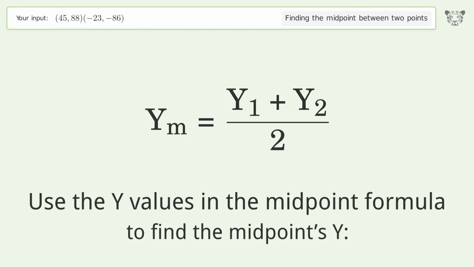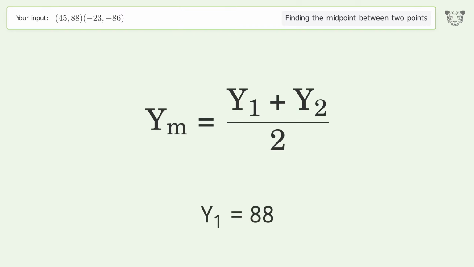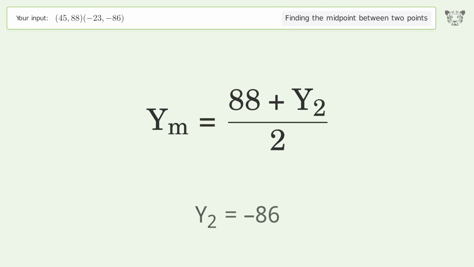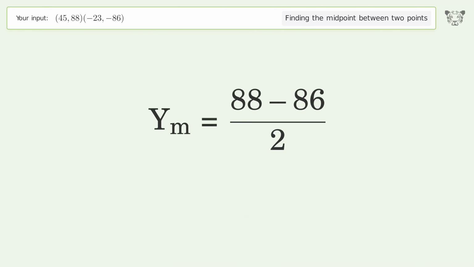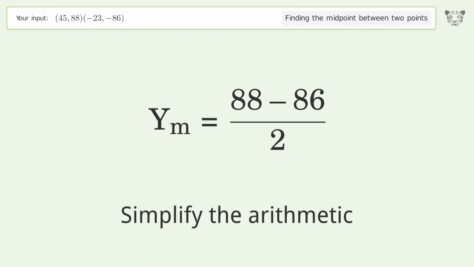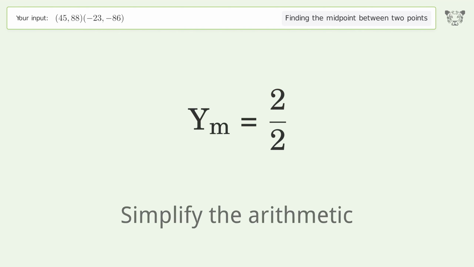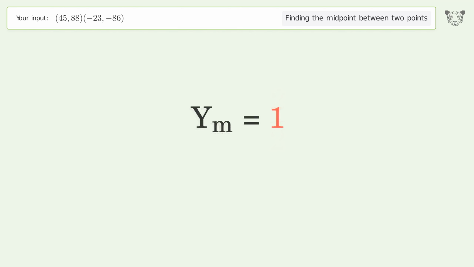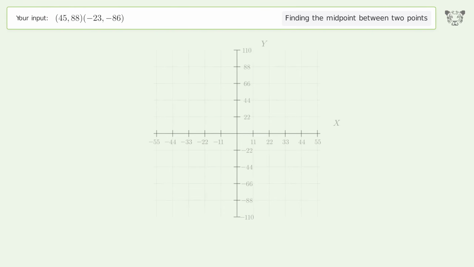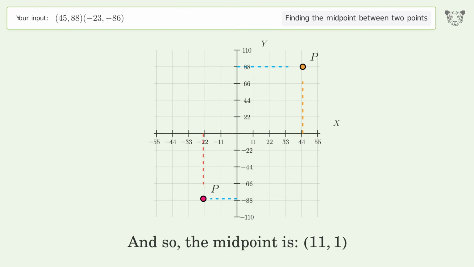Use the y values in the midpoint formula to find the midpoints y. y1 equals 88. y2 equals negative 86. Simplify the arithmetic. And so, the midpoint is 11,1.